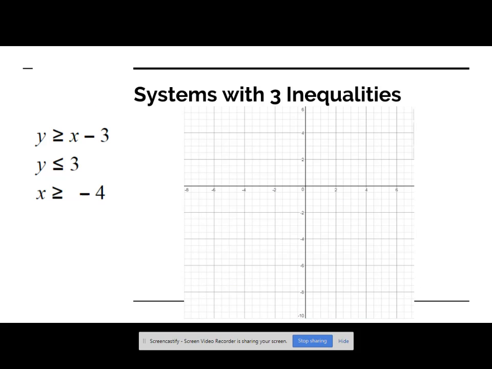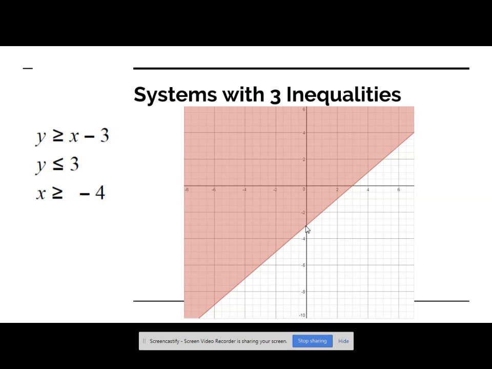Last thing, systems with 3 inequalities, or 4 or 5 or more than 2. Nothing changes, we still do the same thing. This is where colors definitely come in handy, but you could certainly do other patterns with your shading. So y is greater than or equal to x minus 3. The y-intercept is -3. So right down there. And the slope is 1, rise of 1, run of 1, rise of 1, run of 1, and so on up the pattern. It's a solid line because y is greater than or equal to the line, and I shaded above the line. So there's that first inequality.